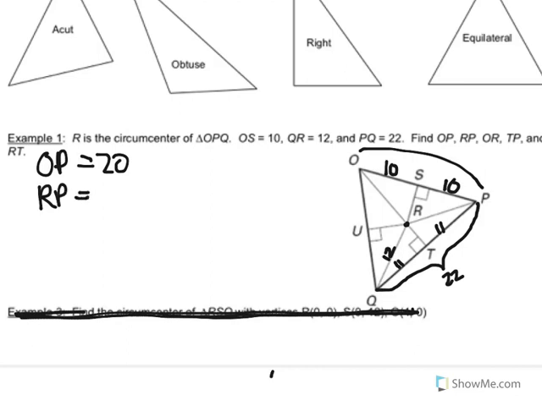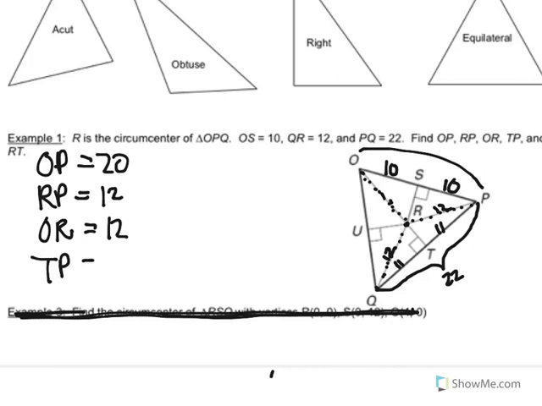RP, now let's think about this. Remember from up above, once we have a circumcenter in a triangle, that point is equidistant from all the vertices. So if it's 12 from Q to R, QR, then we know that RP is going to be 12 as well. So RP is 12. Okay, OR, again, same idea. The circumcenter is equidistant from the vertices, so that's going to be 12.